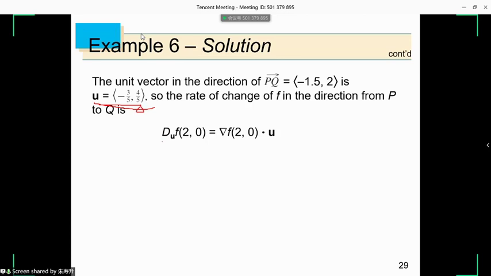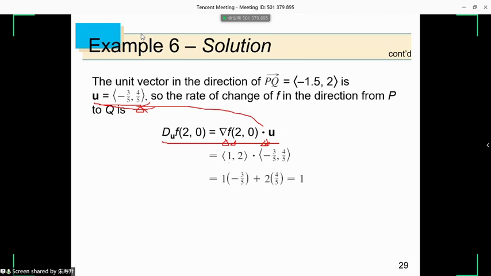And then we use this formula: the gradient dot product u. We have the gradient equal to 1, 2, and u equal to this one here, minus 3 over 5 and 4 over 5. We get the final result: 1 multiplied by minus 3 over 5 plus 2 multiplied by 4 over 5 is equal to 1.